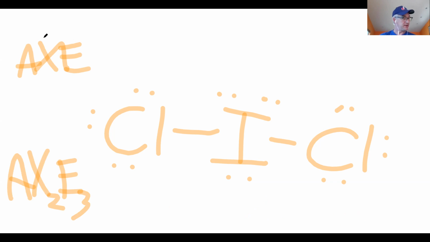Which shape group, or geometry group, is that, where there's 5 electron groups? Trigonal bipyramidal. Yep. That is indeed true. So that means we have 3 around the equatorial region and 2 in the axial.